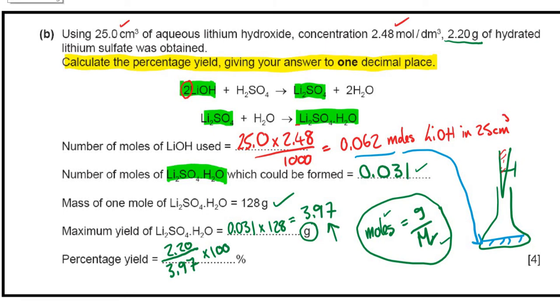And now just be careful with this last part because we're answering to 1 decimal place. So in my calculator, I've got 55.443548. We don't want all of that. We only want 1 decimal place. So I'm going to round that up to 55.4%. So that's 4 marks.